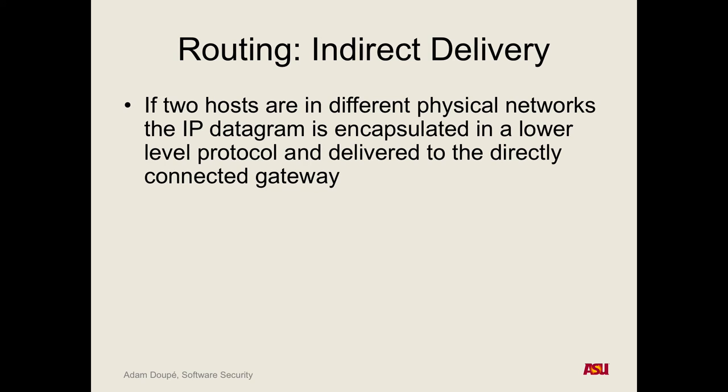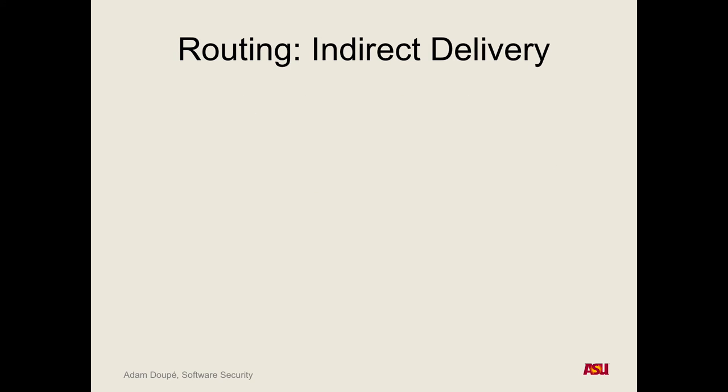So, how does a host know if it's trying to send a packet to something that needs indirect routing? The address will have a different subnet? Yes. It checks the IP address it's trying to talk to, and it looks at its local subnet and says, is this in my local subnet? If it is not, where does it go? Yeah, so it needs another piece of information.